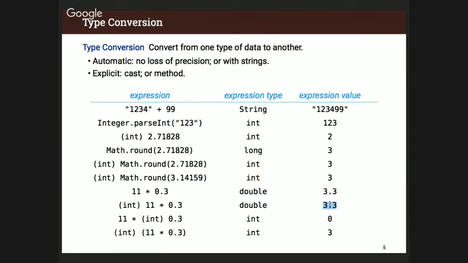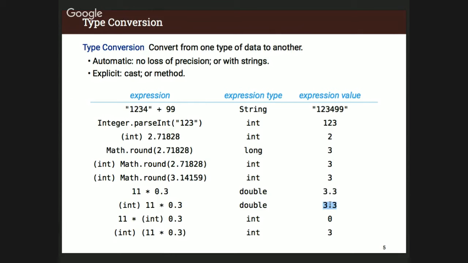Well, this typecast is very clingy, and it attaches to the 11 only. So we'll take the int 11, change that to an int, because I'm typecasting it that way. So I've got the int 11 times double 0.3, and that ends up being a double again, and I get 3.3.